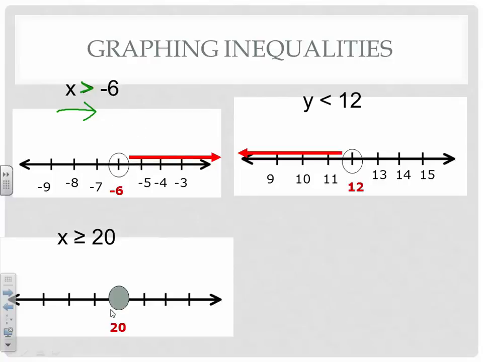Here we're counting 20, right? It's equal to, so we want to count this 20, it could be 20. And then we're going to count everything that x is greater than. So everything greater than 20 is to the right, these are all greater, so my arrow goes that way.